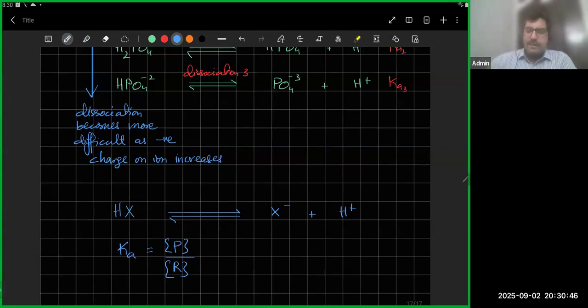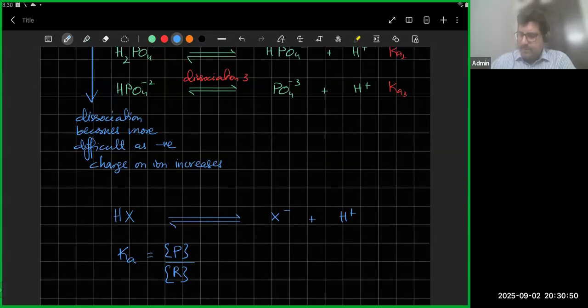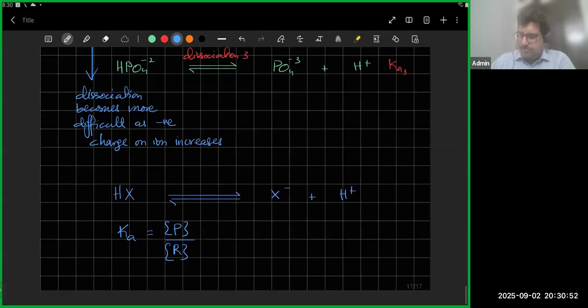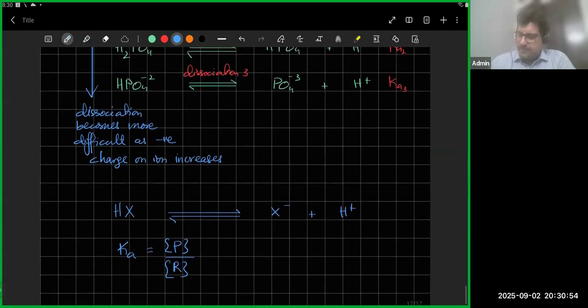I'm going to do this in a little more detail, but let's start with this one. This is your Ka: product concentration divided by reactant concentration, which is going to be X minus 1 concentration times H plus 1 concentration divided by your HX concentration. So that's your K expression.